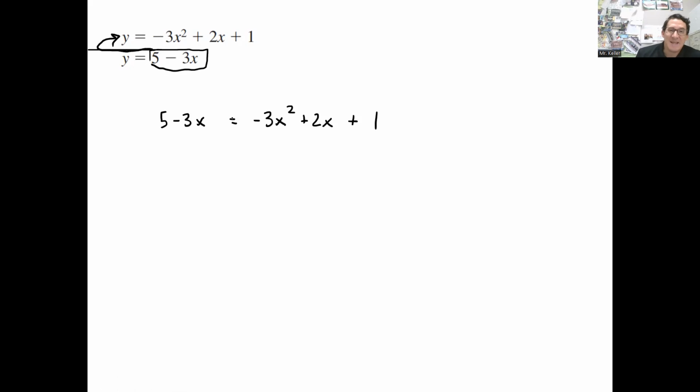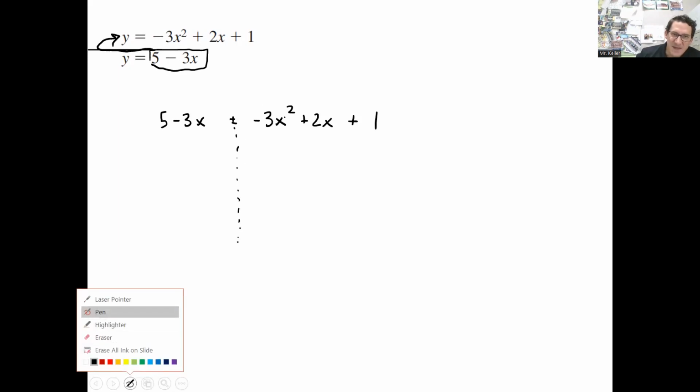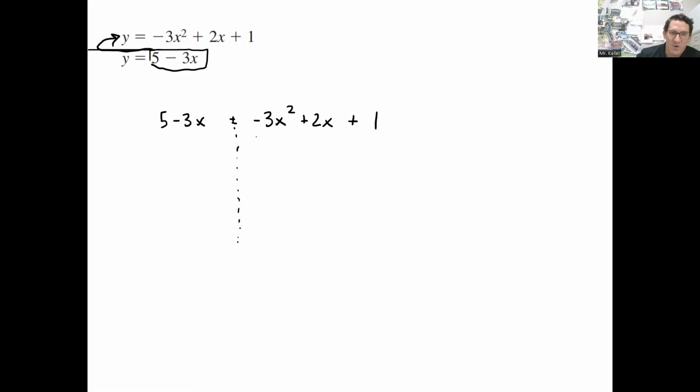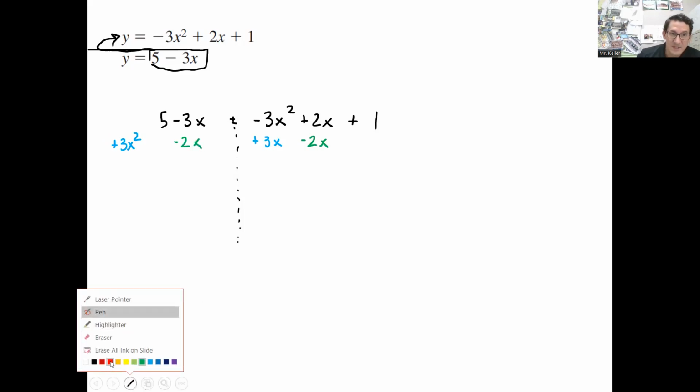So same thing, I need everything on the same side of the equation. It's going to be tempting to move this stuff over here, but since this is a -3x squared, factoring is a little bit easier if this is positive. So what I'm going to do is move all this stuff over to the left side so the x squared term is positive. You can still factor if it's negative, but then it gets a little messier. It's just a little bit easier if it's all positive. So just move everything over.